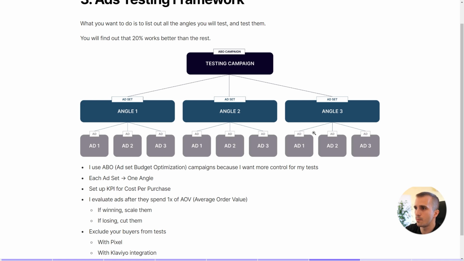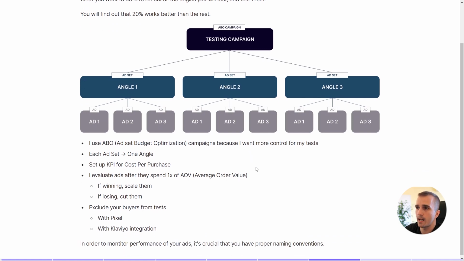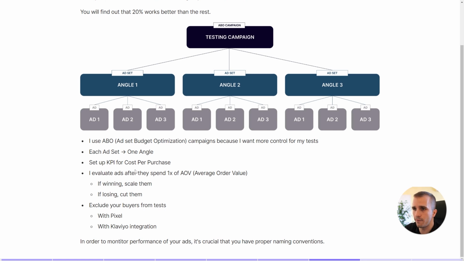So for that reason, it's super important to have each angle as an ad set individually, right? Then you want to set up the KPI for cost of purchase. So you want to set what's the bare minimum that your ad set needs to have in order for you to say that it's successful or not.